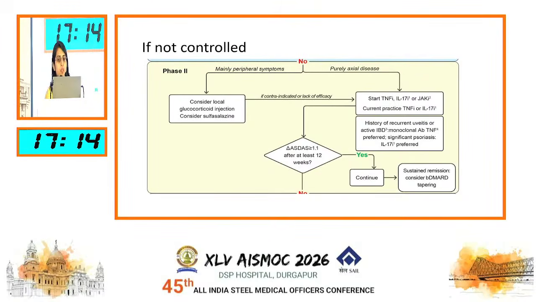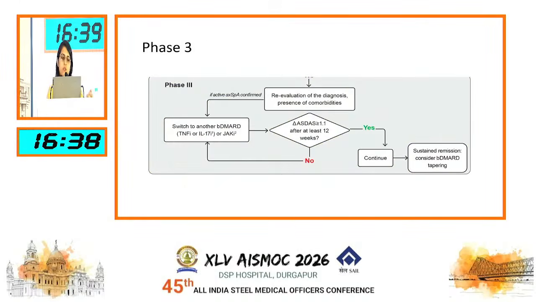So in this, for axial pain, there are 3 options. One is TNF inhibitors, IL-17 or secukinumab inhibitor, and JAK inhibitor. So these are the 3 molecules we use after about 1 month of failed NSAID trial. If the patient is having coexisting recurrent uveitis or active inflammatory bowel disease, then we choose TNF inhibitors in preference to the other two. But if the patient is having significant psoriasis, in those situations IL-17 is preferred over the other two. So how to choose, we'll just discuss in a short way.